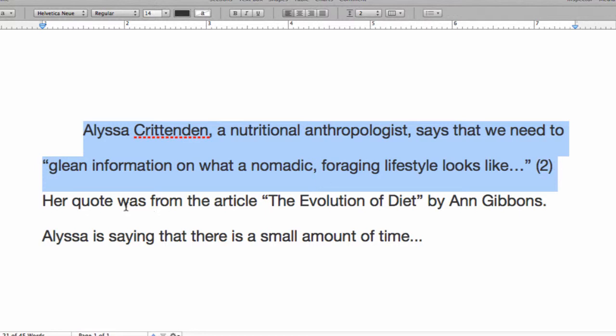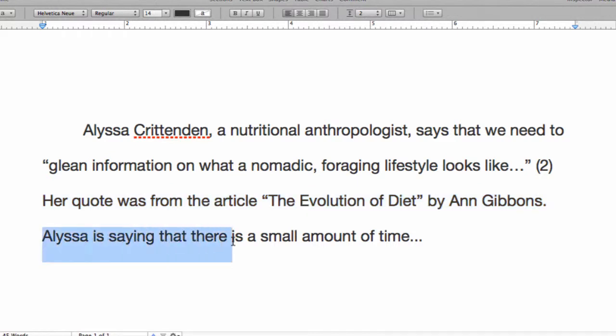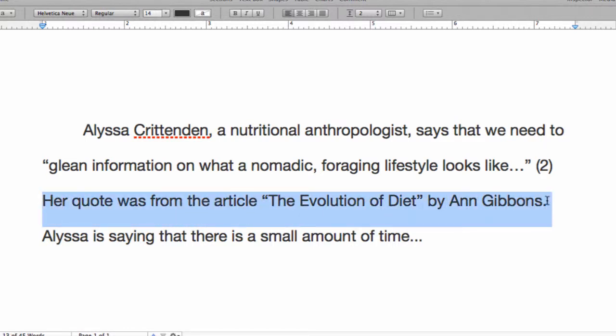Okay. Then, to clarify where that quote comes from, they said, her quote was from the article, The Evolution of Diet by Ann Gibbons. And then they go on to explain, Alyssa is saying that there is a small amount of time, and they went on, I cut off the quote. Okay, so first of all, there's a better way to do this than by adding this sentence in. I actually appreciate that this person went through the trouble to clarify, but there's a rule that applies here.